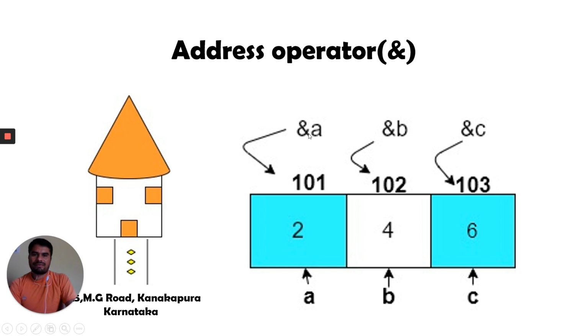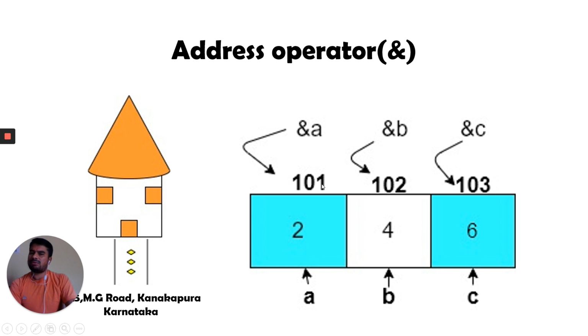If I don't append the address operator, where exactly it's going to be stored in memory, it is very difficult for the compiler to locate it. So what we can do is append an address operator, which we call an ampersand. When we append the address operator, the address of A, where 2 is stored, is in an address called 101 in memory.